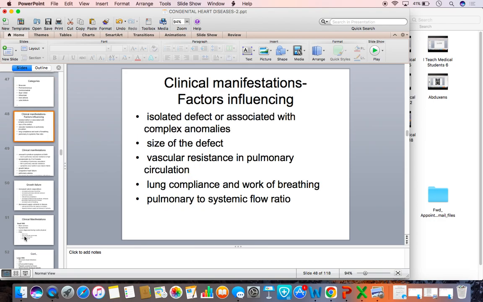Coming to the clinical manifestations, there are certain factors influencing the clinical manifestations of ventricular septal defect. Number one, whether it is an isolated defect or is associated with complex anomalies like tetralogy of Fallot, etc., or double outlet right ventricle. The size of the defect and pulmonary vascular resistance are the two important factors. The lung compliance, the work of breathing, and pulmonary to systemic flow ratios are other factors that influence the clinical manifestations in VSD.